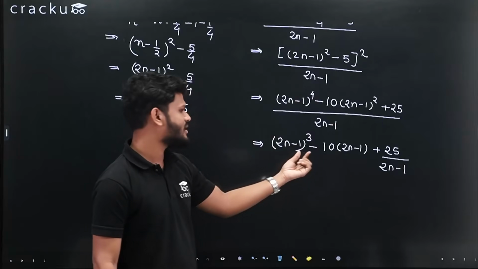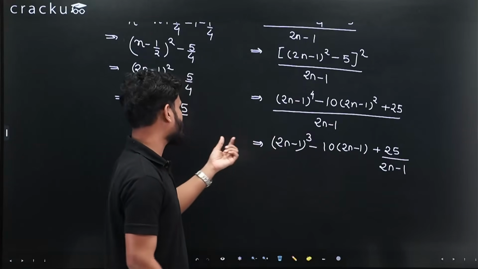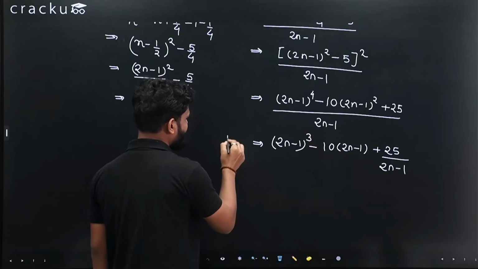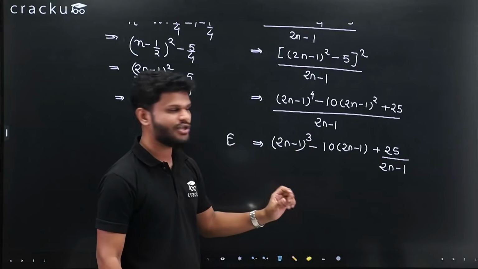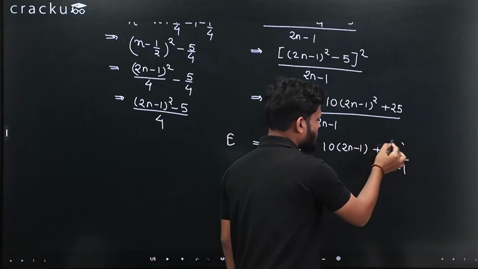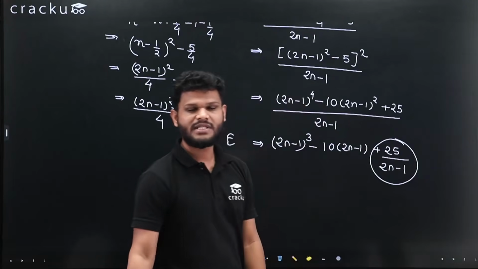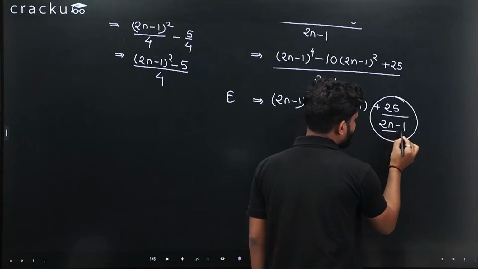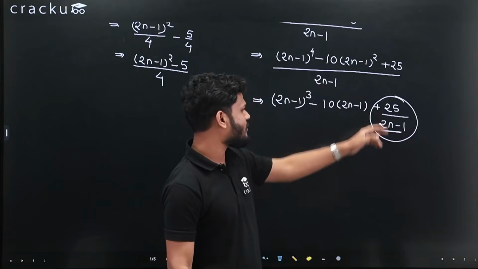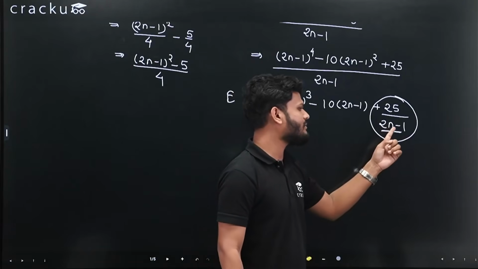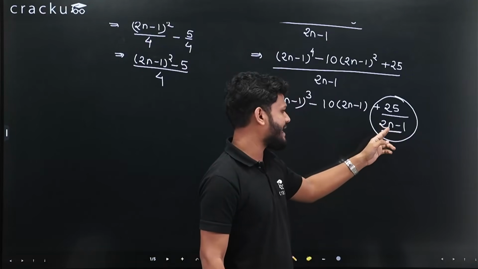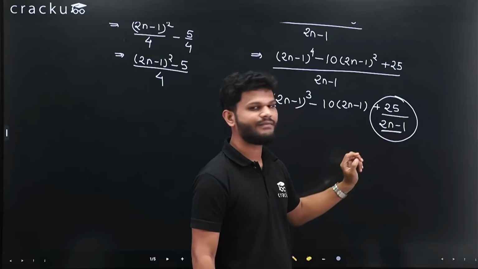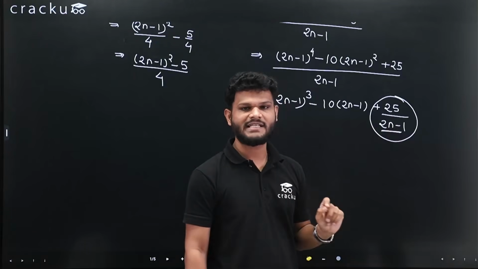Now this is a natural number, this is a natural number. So to make this whole expression, let us say E, a natural number, this term should also be a natural number. And how this will be a natural number? It will be a natural number only when this denominator is a factor of 25. As n is the natural number, the minimum value of 2n minus 1 can be 2 into 1 minus 1, which is 1.